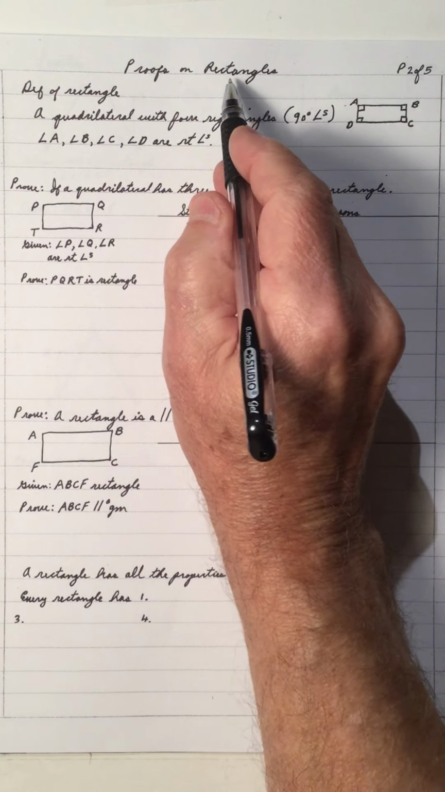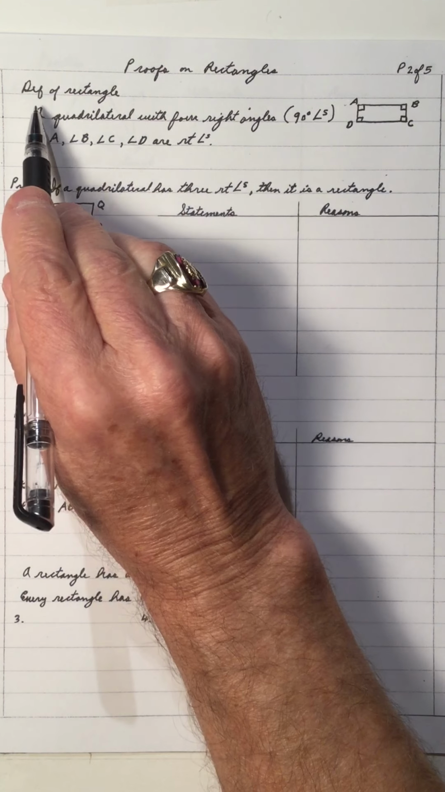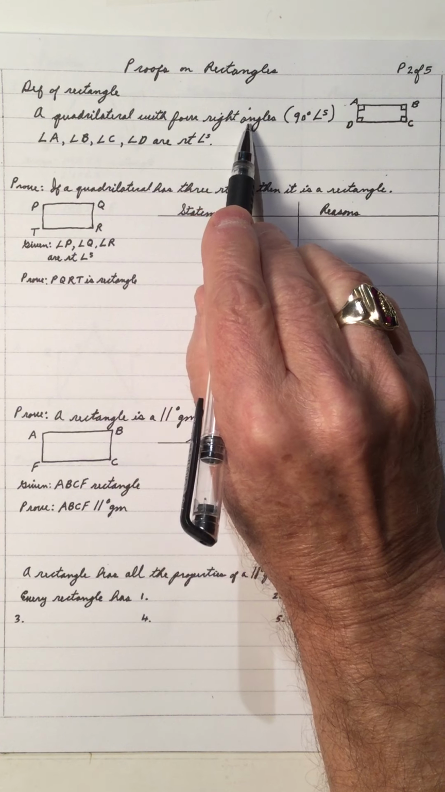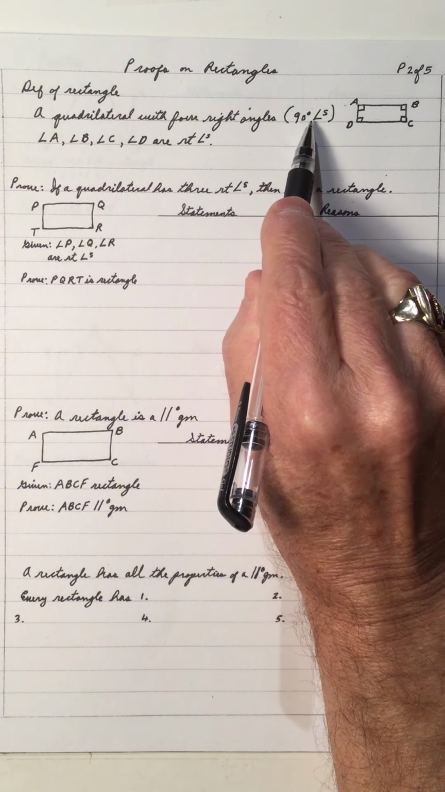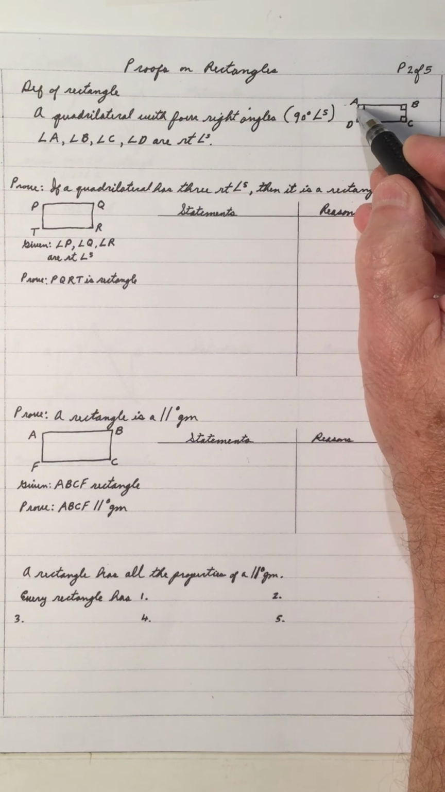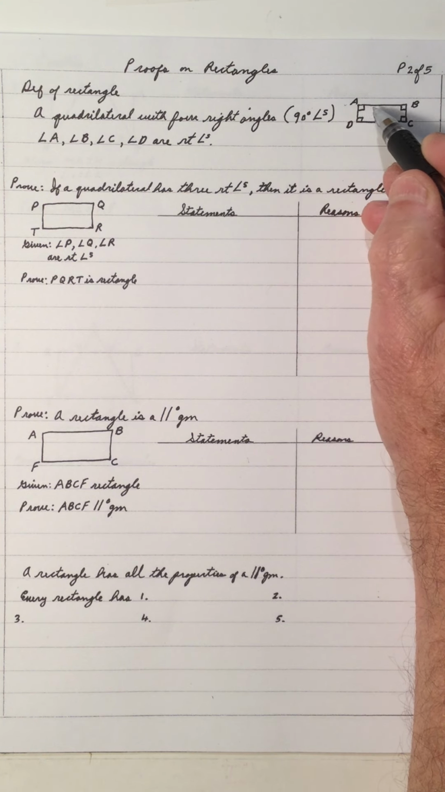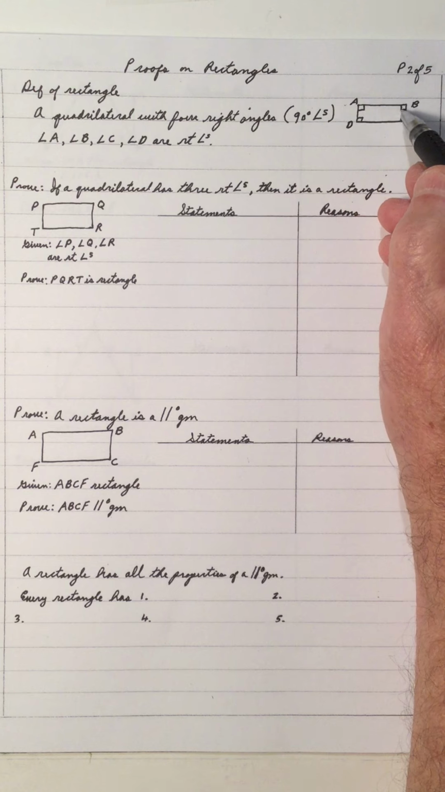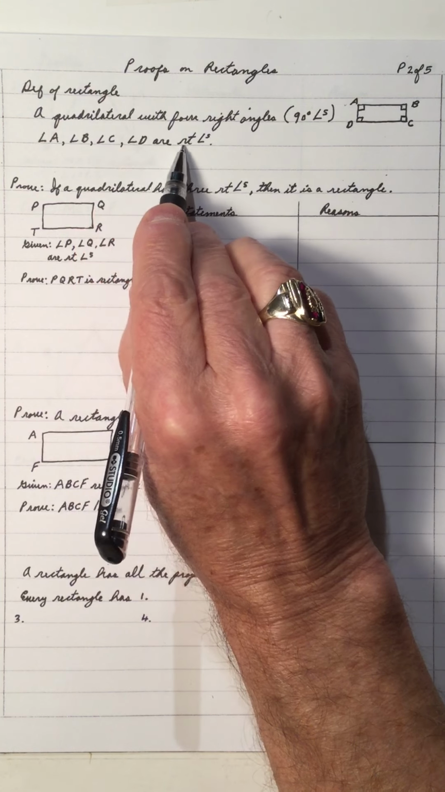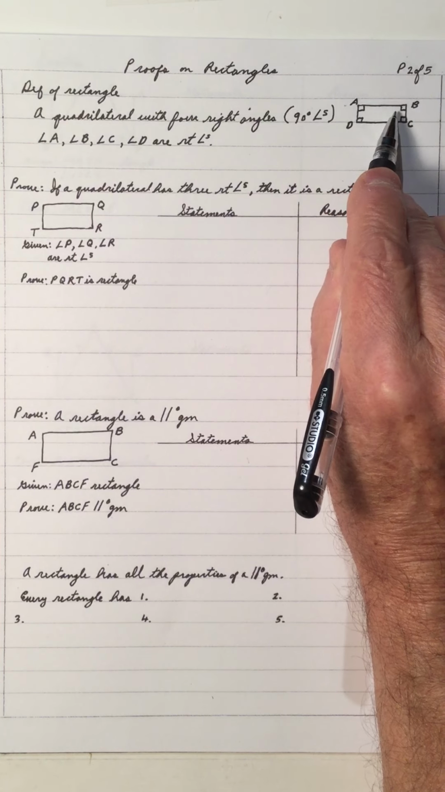Proofs on rectangles. The definition of a rectangle: a quadrilateral with four right angles, or four 90-degree angles. ABCD is a quadrilateral with four right angles marked by the little boxes in the corners. Angles A, B, C, D are right angles, as shown here.